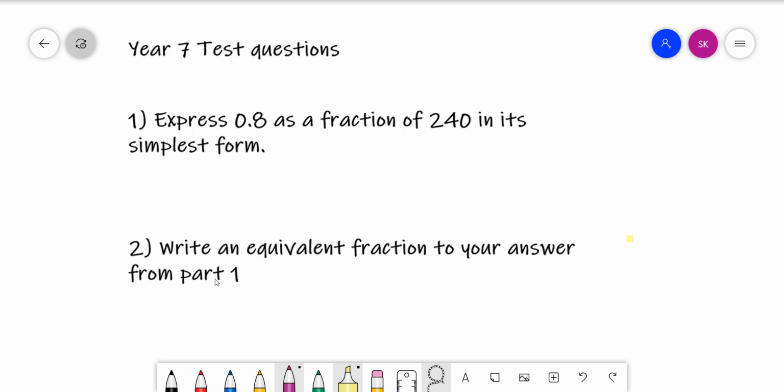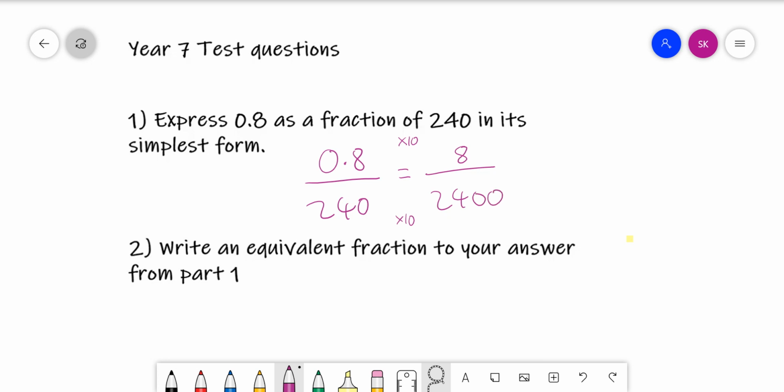So, question 1, express 0.8 as a fraction of 240 in its simplest form. 0.8 as a fraction of 240, we write 0.8 over 240. Now, when we're writing something in its simplest form, we can't have a decimal there. So we need to write an equivalent fraction where there's no decimals. To make 0.8 an integer, I have to times it by 10. Do it to the bottom, do it to the top. That gives me 8 over 2,400.